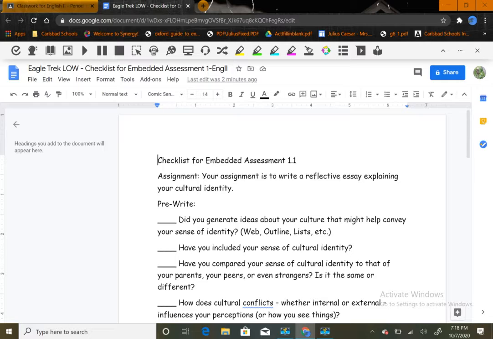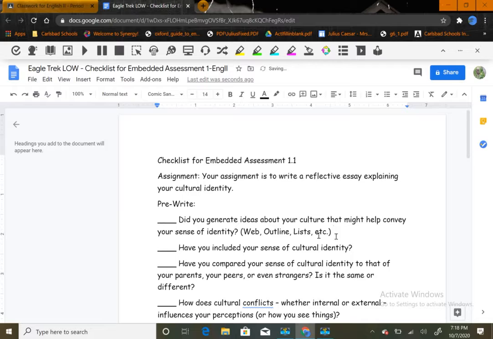So the first thing you're going to do is you're going to answer these questions. Because I call it a checklist, you think all you have to do is just put yes, no, checks over here. But this is actually for me to see if you've actually done what you're supposed to be doing and you have these things in your rough draft and in your final draft.